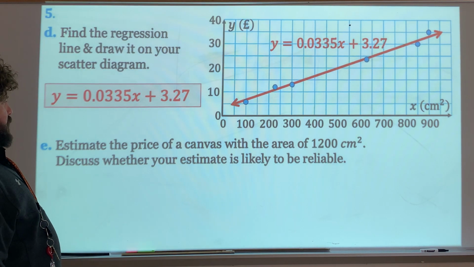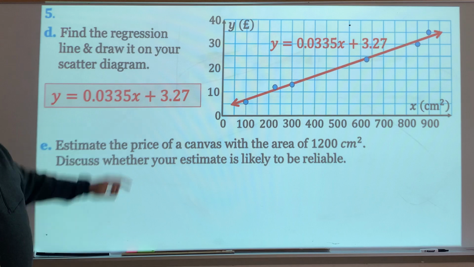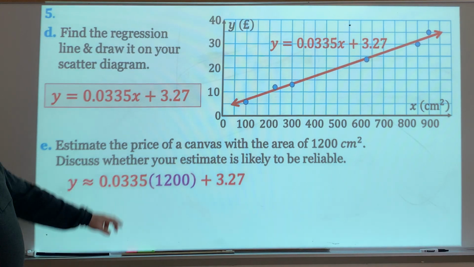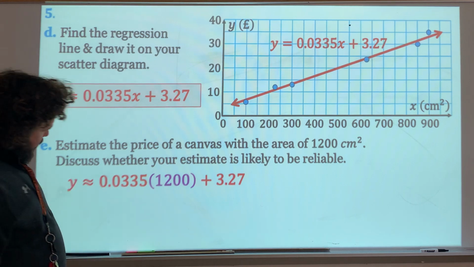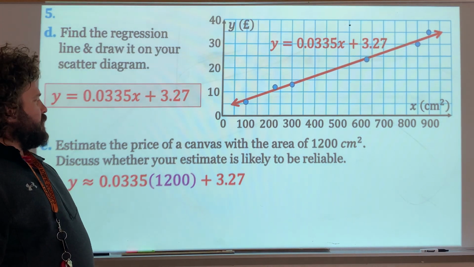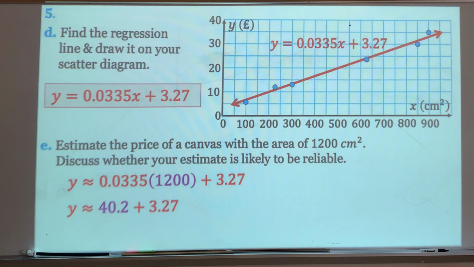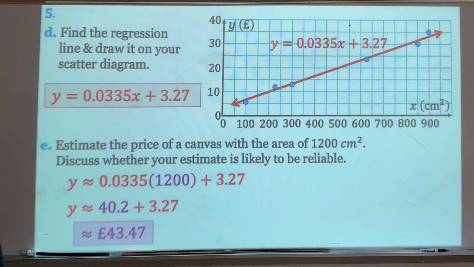Estimate the price when the area is 1,200 square centimeters. So the area is your x. That's what you can type in right here. That's your independent variable. 0.0335 times 1,200 plus 3.27, and that gives you about 43.47 pounds.